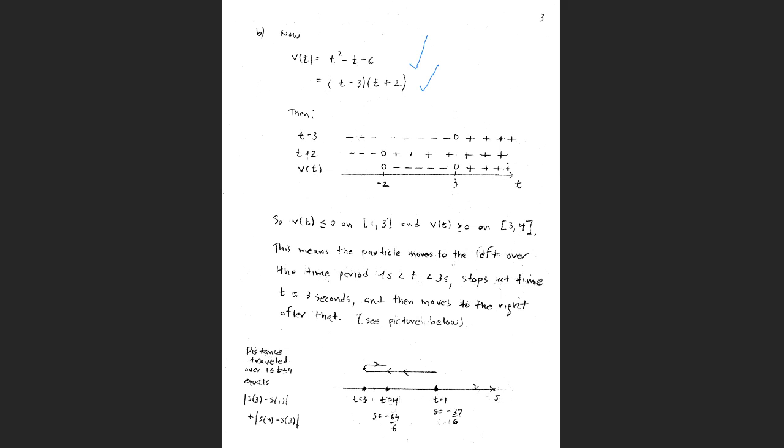And I make a little chart. I write down the t minus 3 factor. That equals 0 at t equals 3, but is negative when t is less than 3 and positive when t is greater than 3. The second factor, t plus 2, will equal 0 when t is negative 2. That factor will be negative when t is less than negative 2, and positive when t is greater than negative 2.